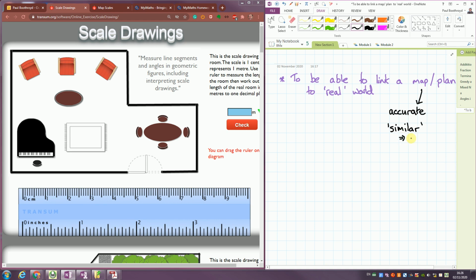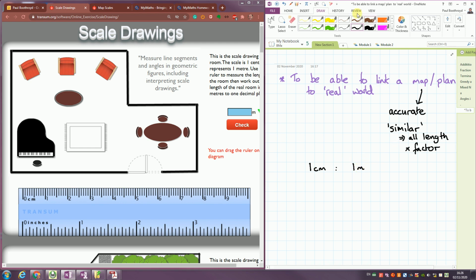And that means that all lengths are in proportion. In proportion means multiplied by the same factor. Okay, so for all our letters to be similar shapes, they must have corresponding lengths that are in proportion. So we've got a question here where we've got 1 centimetre. It's supposed to represent 1 metre.